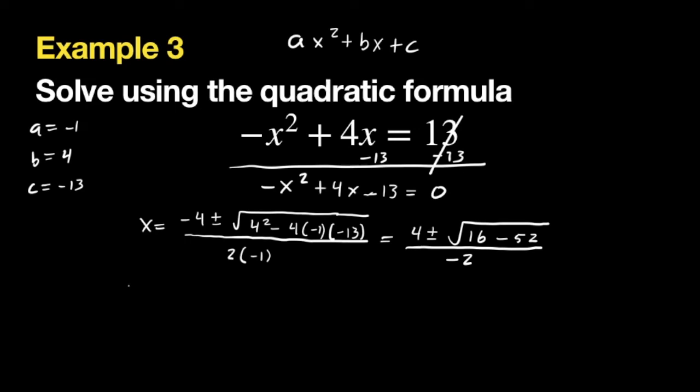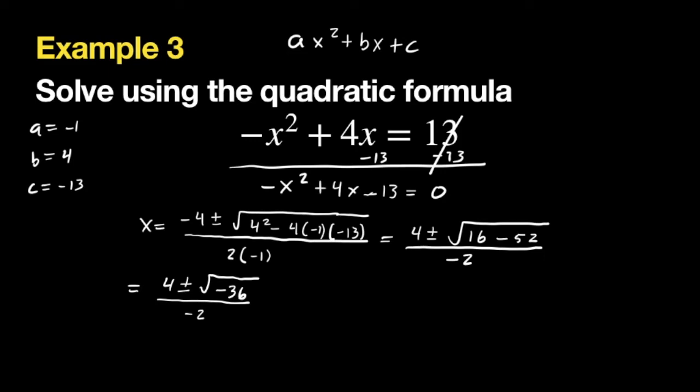In this case, we actually are going to get a number that is negative inside our square root. The 4 stays the same. And when we find the difference between 16 and 52, we get that that's going to be 36. That is the difference, but because the 52 is negative, we're going to get a negative answer, so -36. And everything's going to be divided by -2.